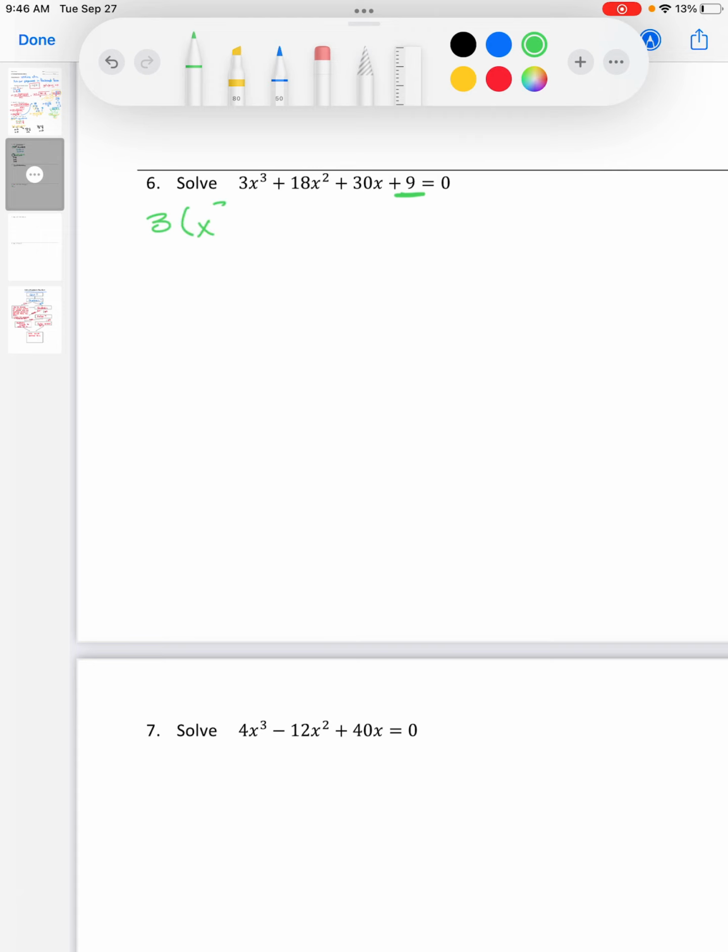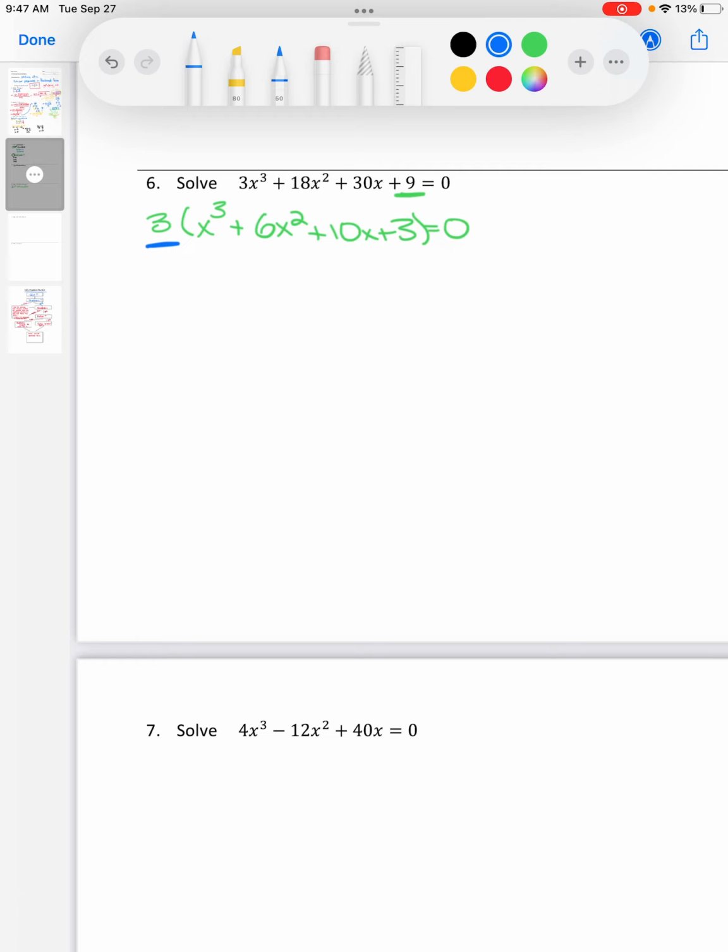So I got x cubed plus 6x squared plus 10x plus 3. And the nice thing about taking a GCF out, even though it doesn't have an x, it makes all our numbers smaller. So it makes going forward easier. Okay, do I have a quadratic? No, I do not have a quadratic.